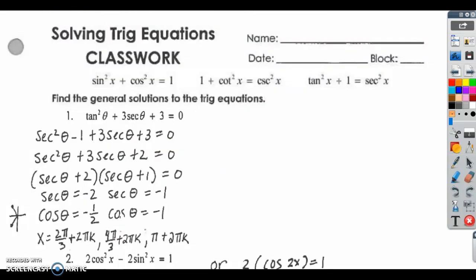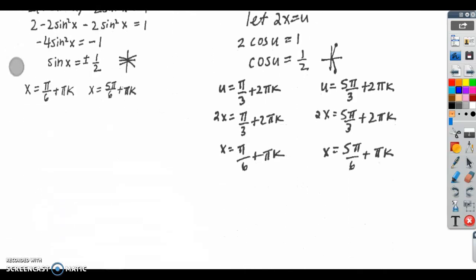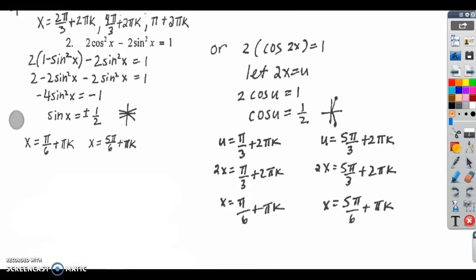So here's what the classwork looks like. This is the solving trig equations classwork, and it goes through several different types of problems and in different ways as well. So take a look at those if you feel, and I'm finished.